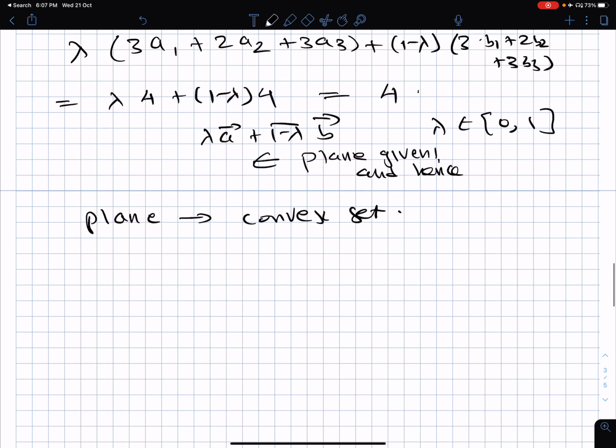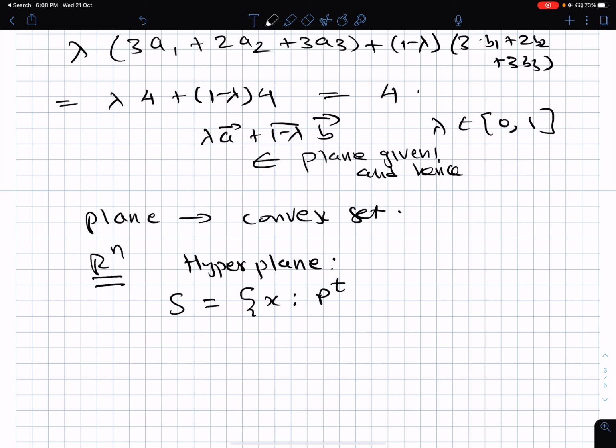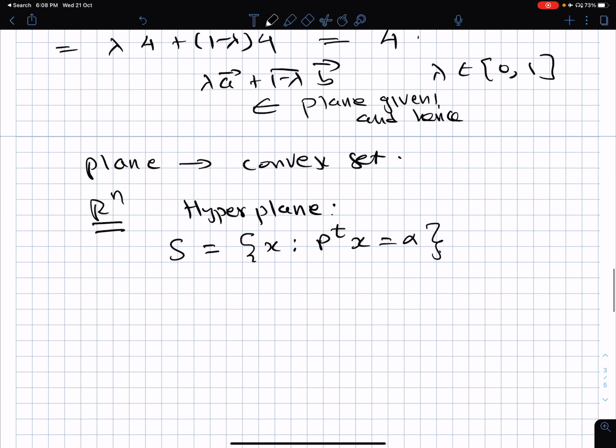Okay, now if you take it to higher dimensions, Rn, this I did in three dimensions. Plane is actually in 3 dimensions. In higher dimension, I can call something a hyperplane. The extension is called hyperplane, and that is a set S of all x in Rn such that vector P transpose x is equal to alpha. This is a description of a hyperplane.